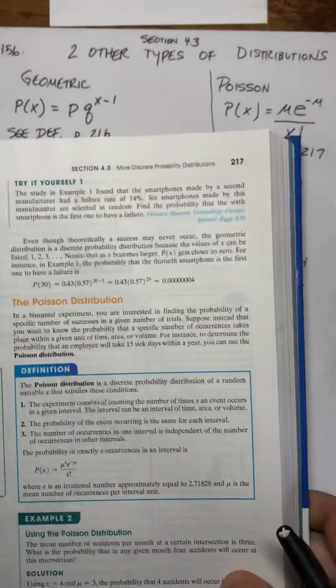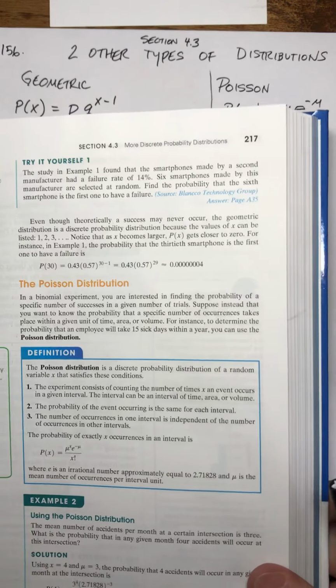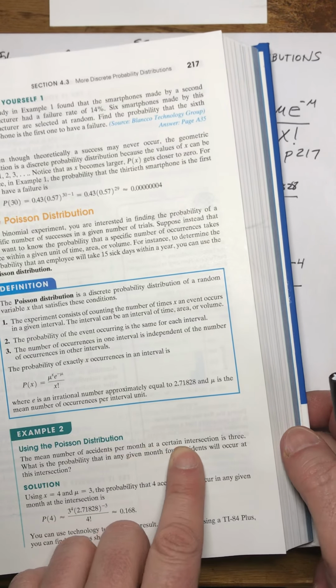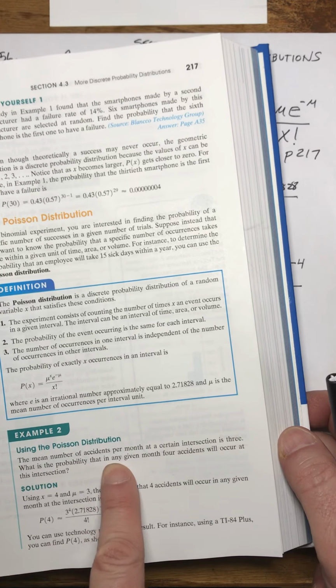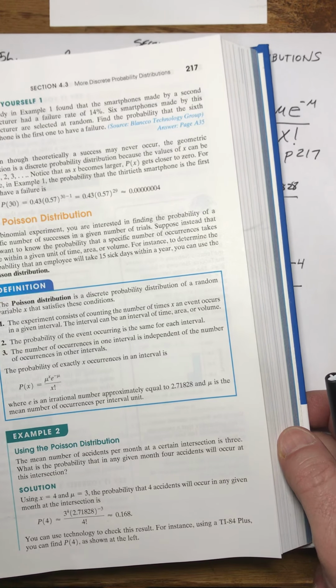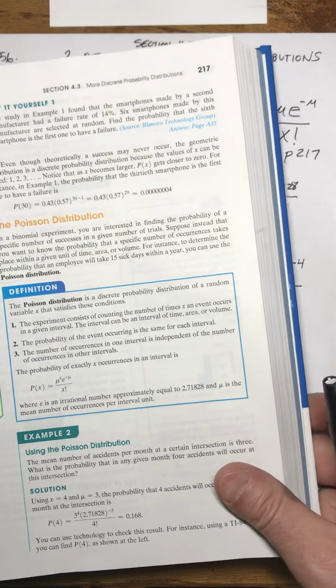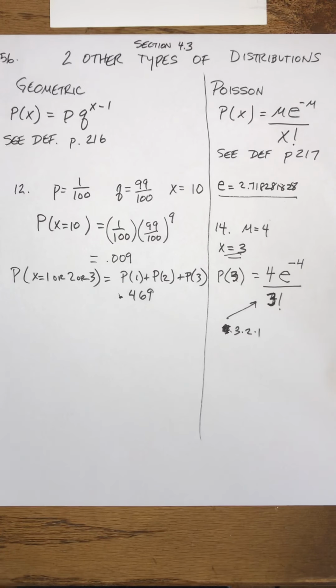A Poisson distribution, on the other hand, always gives you an average. And here's what a Poisson question will look like. The mean number of accidents per month at a certain intersection is 3. What's the probability that in any given month 4 accidents will happen at that intersection? That's what a Poisson distribution looks like. So they're saying, hey, there's an average of 3 accidents per month. What's the probability that 4 accidents will happen at that intersection? So they're two different types of questions. Where the binomial says, what's the probability of having this many successes, 10 successes or 15 successes or no successes? Totally different kind of question.